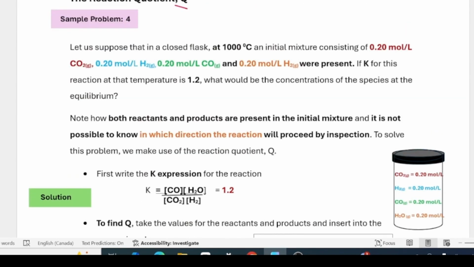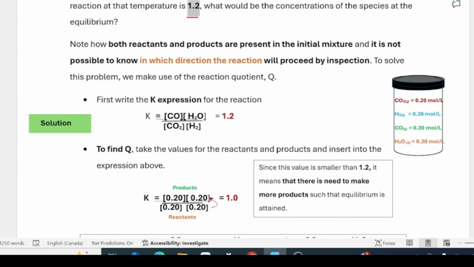Let's look at the typical problem and see how we utilize what is called the reaction coefficient Q to help us solve this problem. In a closed flask at 1000 degrees Celsius, we are having a mixture of carbon dioxide, hydrogen, carbon monoxide, and water. Now they're giving you that K for the reaction is 1.2 at this particular temperature here. And we are asked to calculate the concentrations of each of these at equilibrium. We do not know if the reaction is at equilibrium, nor do we know if it's going to go to the right or the left.